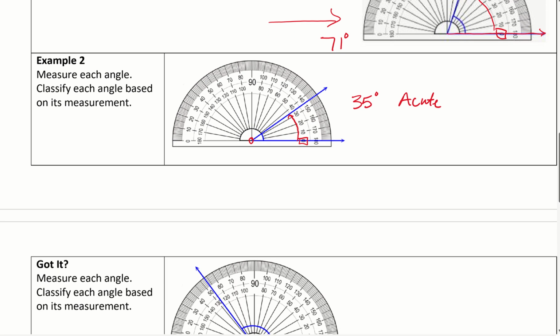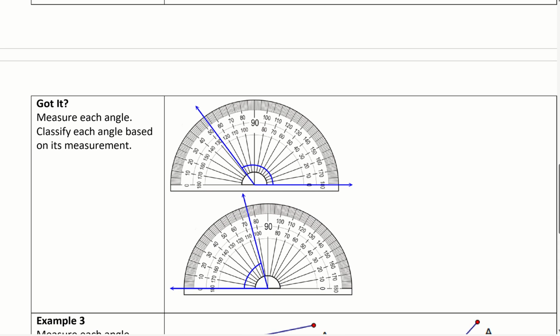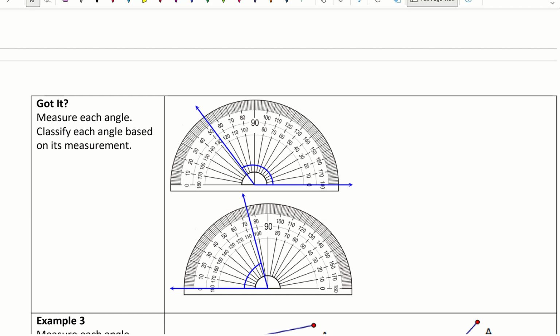Okay, that's basically the gist of it. I want you guys to go ahead and do these 2 got it problems here. Try these on your own. So go ahead and pause the video while you do that. And then once you've finished it, restart the video. Make sure you've done it correctly.